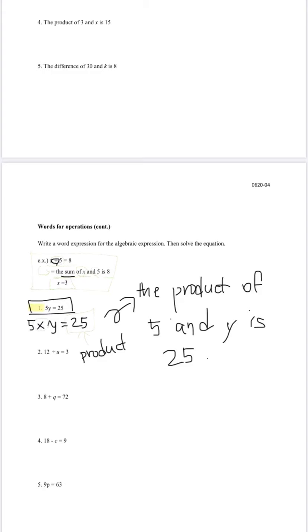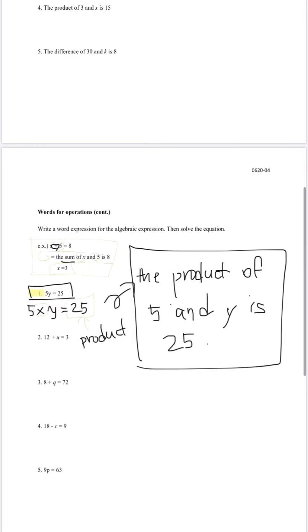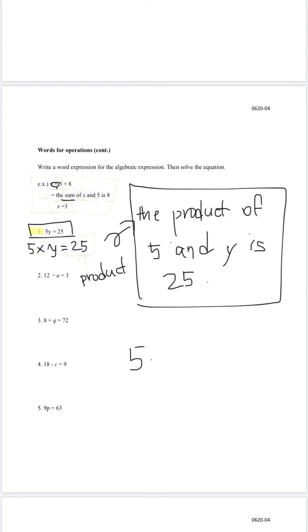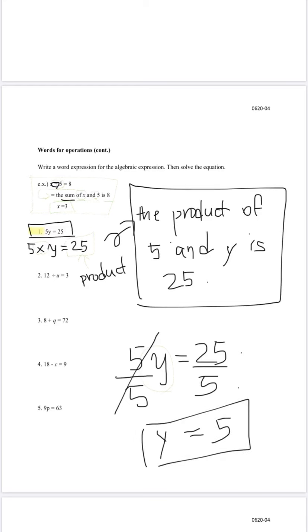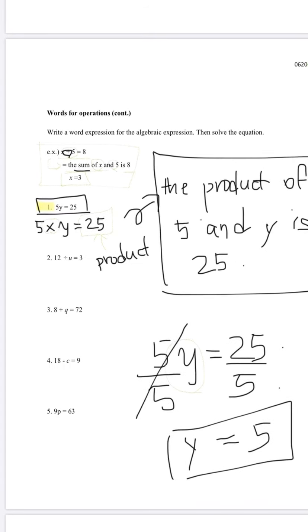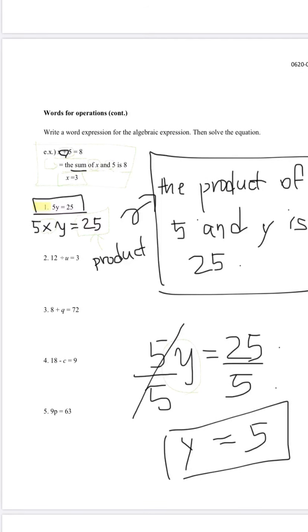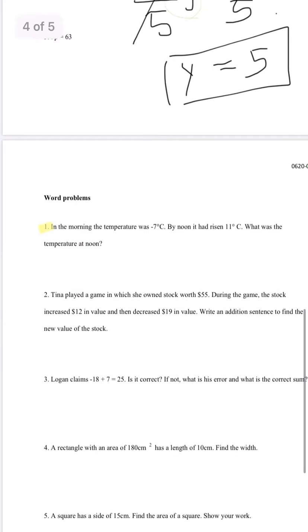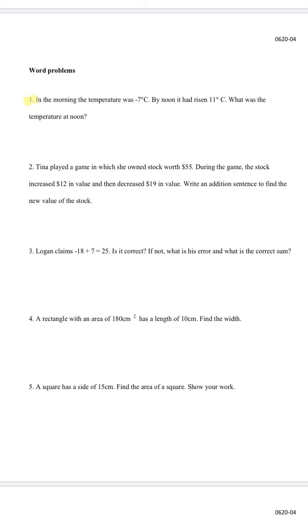Okay, so we have the word expression. And then let's solve it. When we solve it, 5y equals 25. Again, we got to isolate the y, and so how do we do that? We're going to divide this time. Then that cancels out. And now we just got to do 25 divided by 5, which is 5. Yes? So finish this page. Finish the rest of the questions. And then let's move on to our last page, which is word problems.